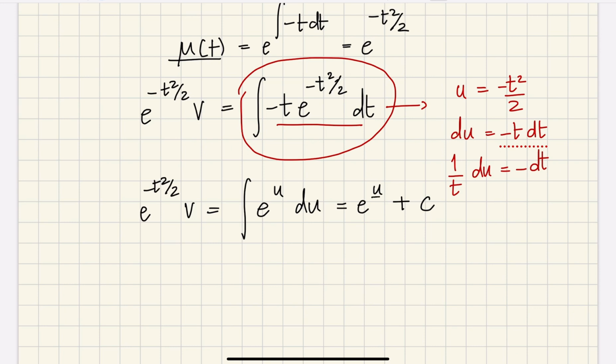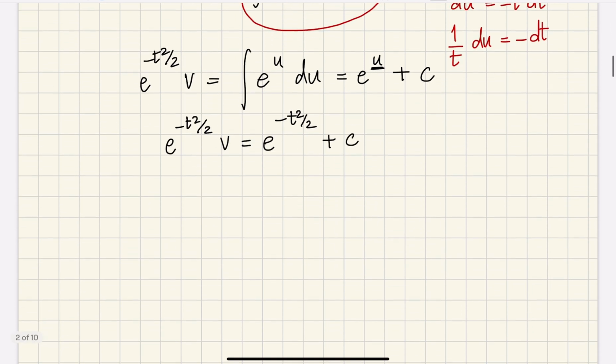So if we put back in the substitution that we made for u, we have e to the negative t squared over 2 times v is equal to e to the power negative t squared over 2 plus c. Now I'm just going to divide everything by e to the power negative t squared over 2. Then I get v is equal to 1 plus c e to the t squared over 2.